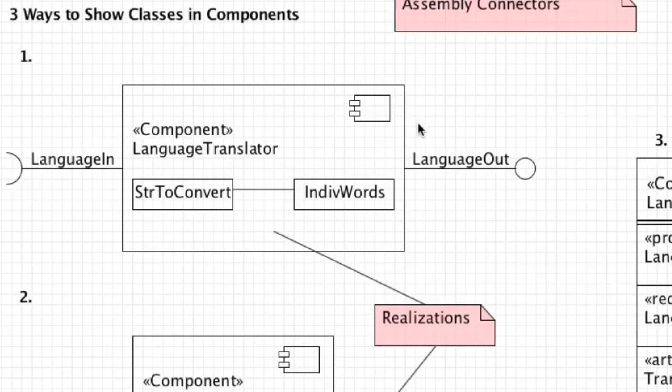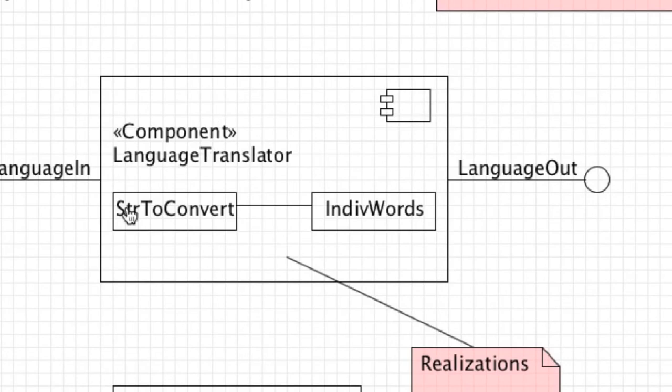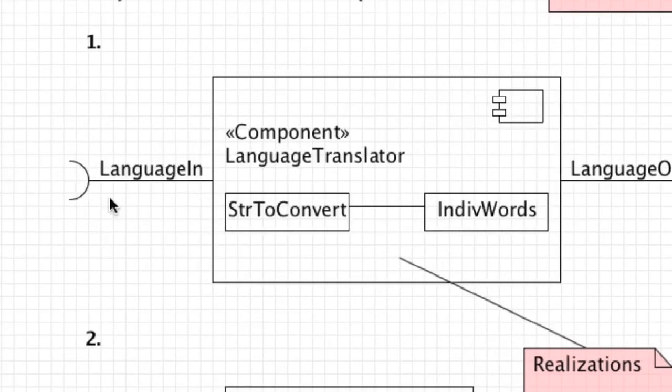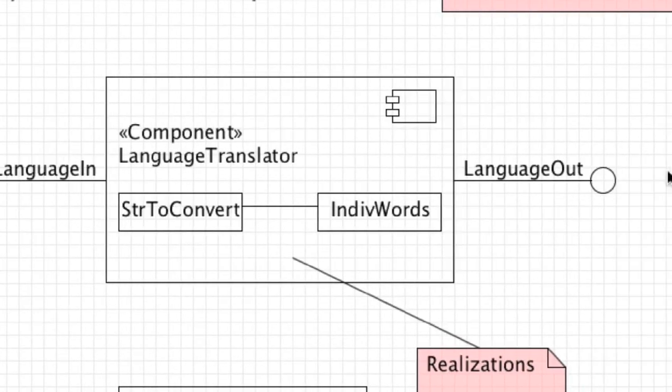Now, often components, like I said before, are going to contain many different classes. And like before, there are three different ways you can show classes inside of your components. This box right here on your screen represents a component, and you can see the two interfaces. There's one there, and there's the other interface over here.